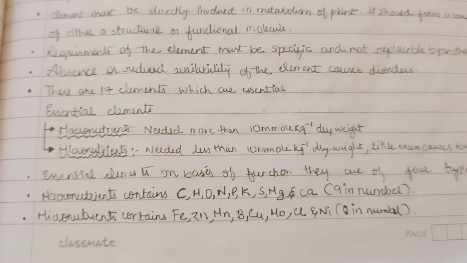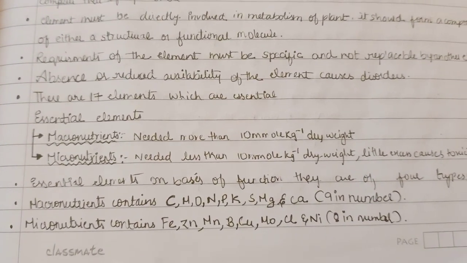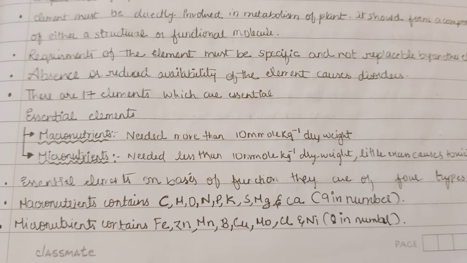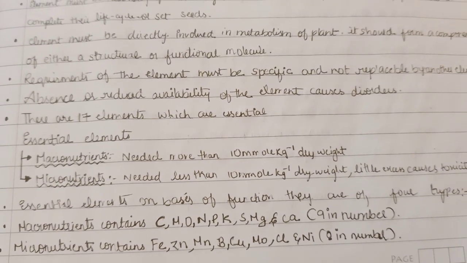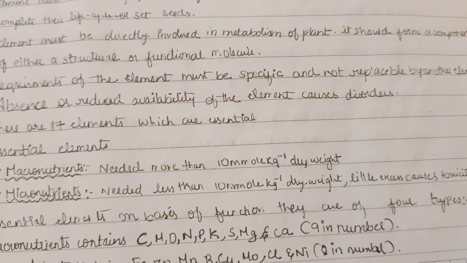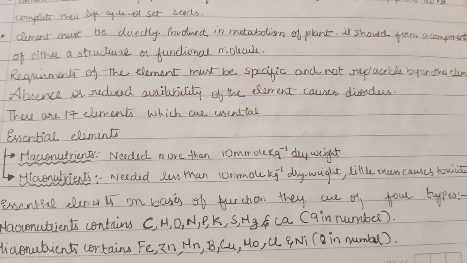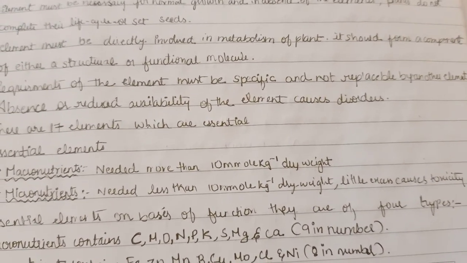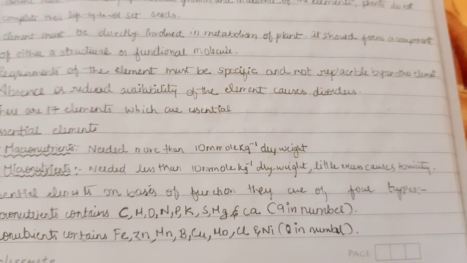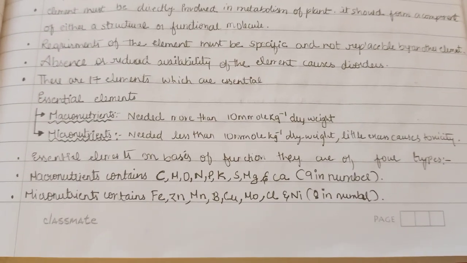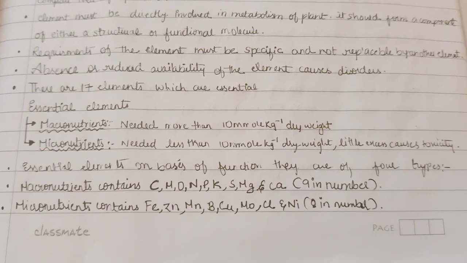Now essential elements are of two types: macronutrients and micronutrients. Macronutrients are needed in more than 10 mmol per kg dry weight, whereas micronutrients are needed in less than 10 micromoles per kg dry weight. A little excess can cause toxicity of micronutrients. Now, essential elements on the basis of function, there are four types.